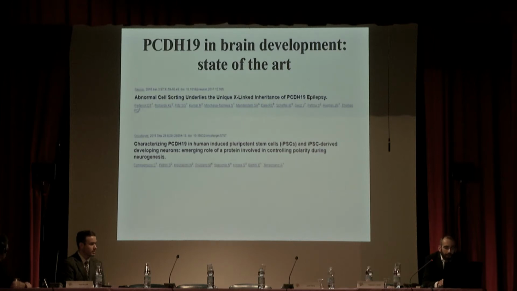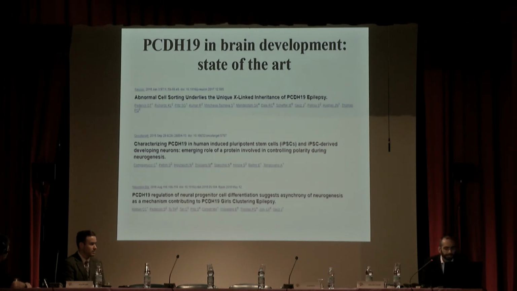We know that human-induced pluripotent stem cells are used to characterize PCDH19, and we see that there is a control of polarity during neurogenesis. This is important for correct neurocortical development. We've also observed that PCDH19 is correlated, cells with mutated PCDH19 have an advanced degree of maturity, and this leads to cell populations at different stages of neurogenesis, and consequently this leads to an alteration in brain development.